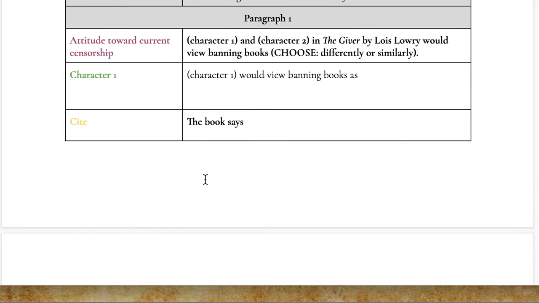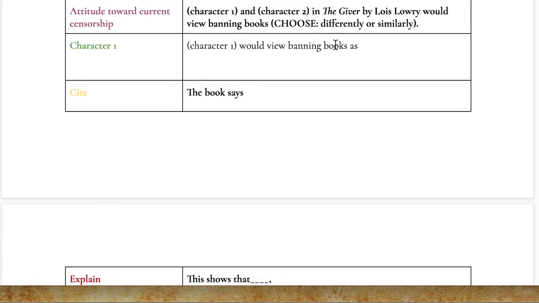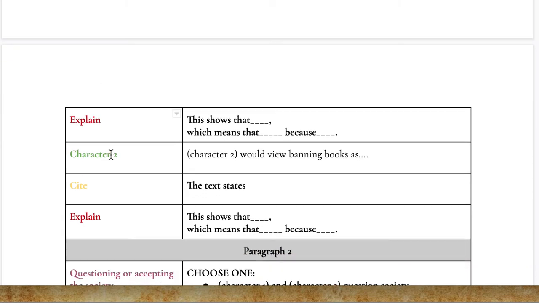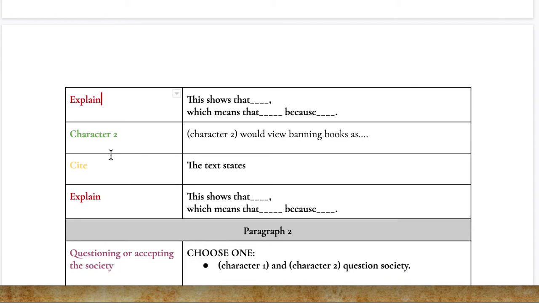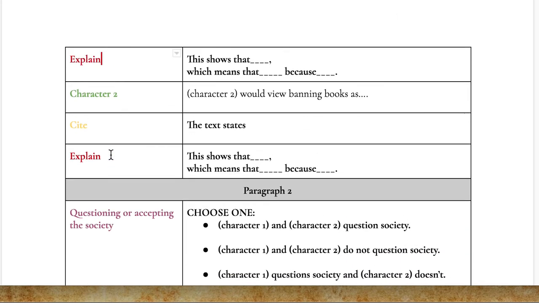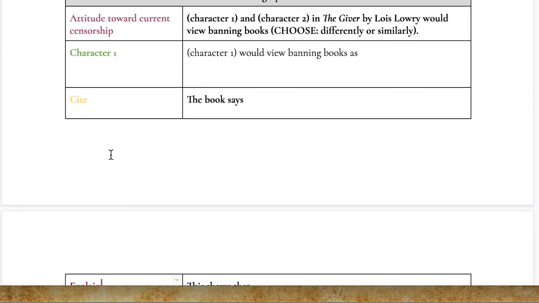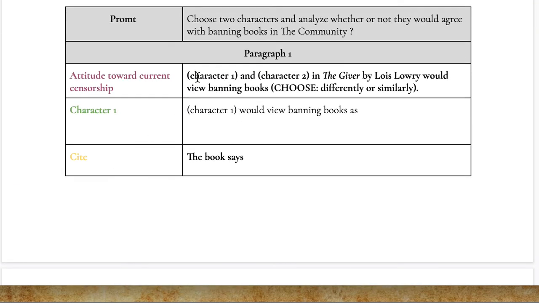So, for their attitude towards current censorship, you're going to say character 1, fill in their name there, and character 2, fill in their name there, in The Giver by Lois Lowry, would view banning books and either say differently or similarly. And you'll go through and you'll notice this green, this yellow, and this red. Yes, it's time to use that answer, side, explain, the ACE paragraph in full, using it to write full, beautiful 6-sentence paragraphs. So you'll notice that your first answer, side, explain is going to be for whoever you put here.